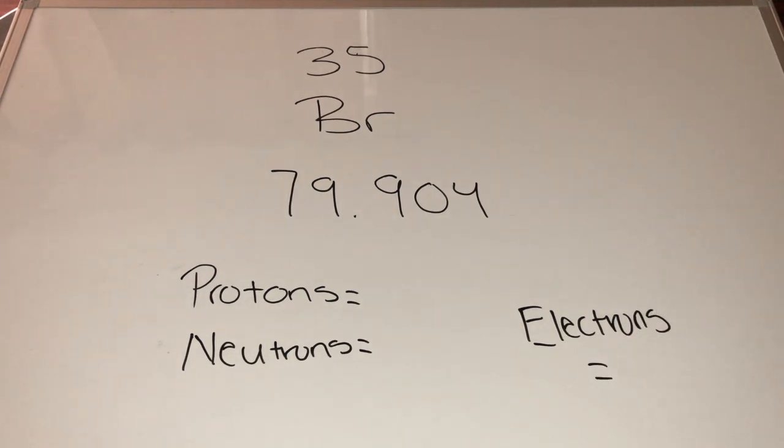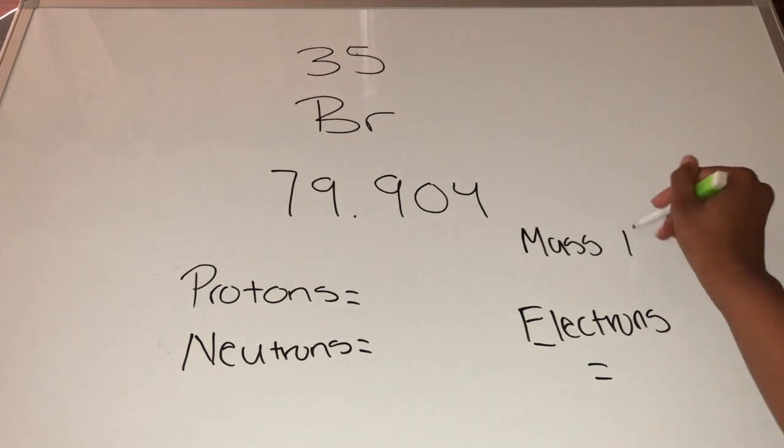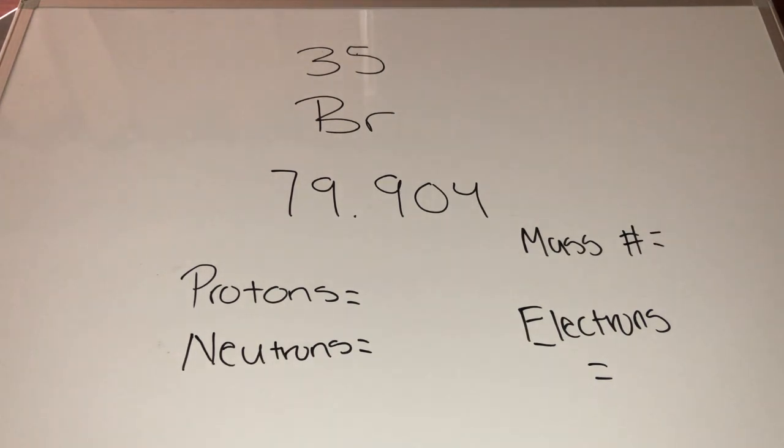Also, I forgot to mention, sometimes your teacher might go backwards on the quiz and they might say, hey, find me the mass number. So in that case, you can find the mass number by adding your protons and neutrons. So find that for me too. I'll give you about 1 minute and I'll come back and give you the correct answers.